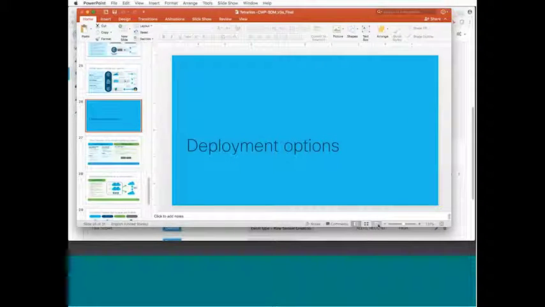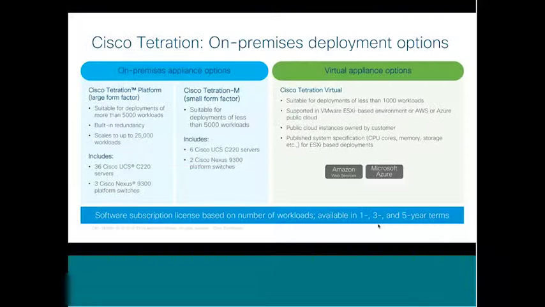New deployment options that are there. As you are all aware, on the on-premise side, of course, we had the large form factor and the small form factor, M. We had the Amazon AWS version. In the virtual appliance, one of the key things that we have done in the new release is we have given a software-only option, an ESXi-based virtual appliance that customers can deploy on their own hardware.